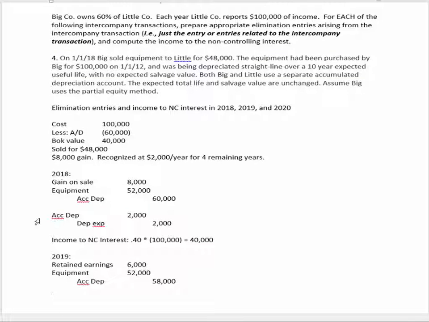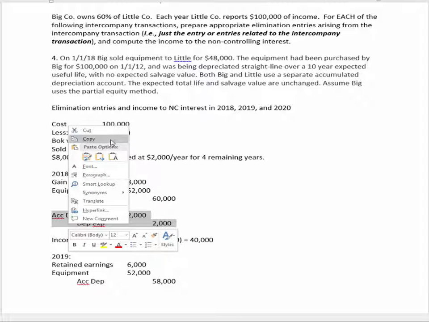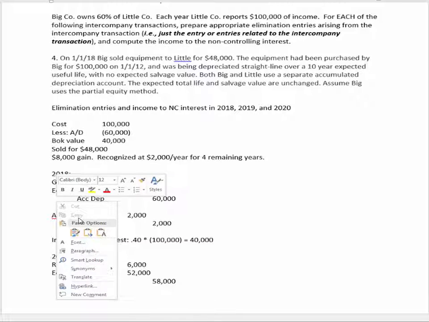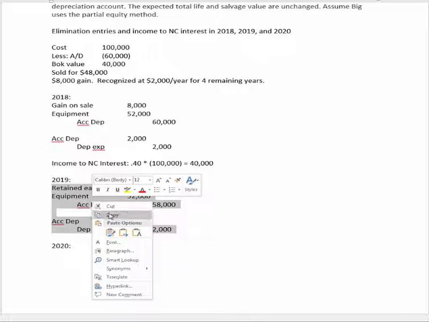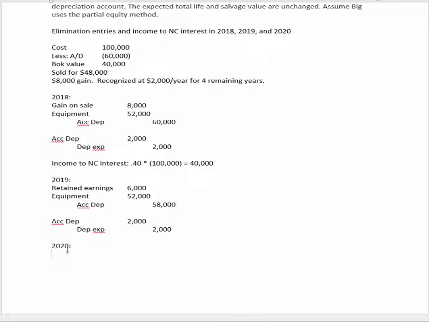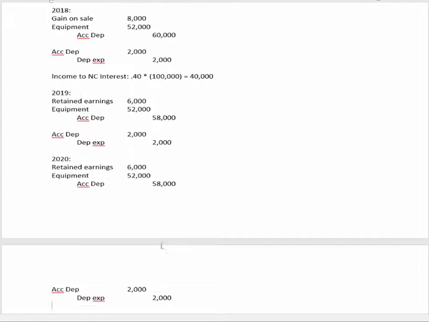And we repeat our depreciation adjustment. So I'm just going to copy and paste that because I'm lazy. Okay, finally in 2020 we do the exact same thing again. And again, I'm going to copy and paste. Nothing wrong with copying and pasting, especially because it reinforces the idea that this is just a recurring pattern.